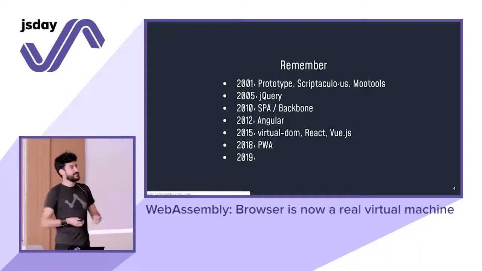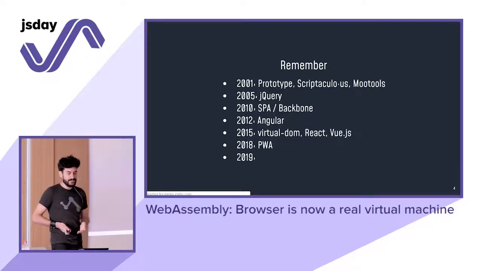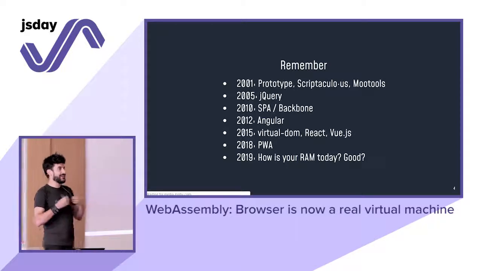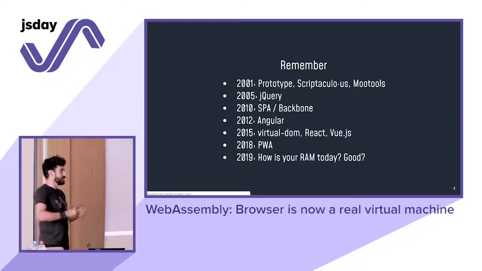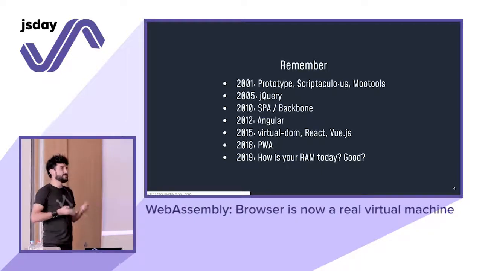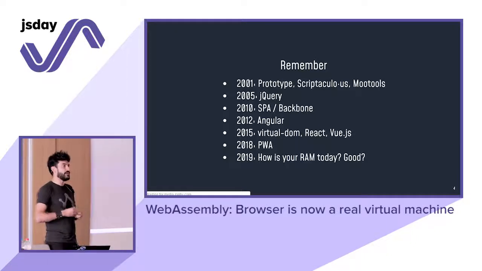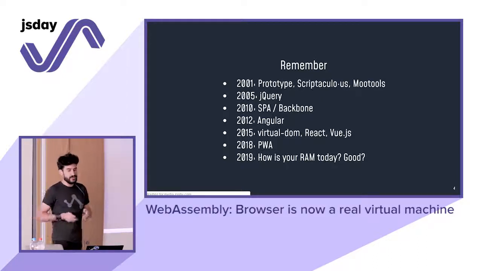You can install your application directly inside your mobile, your device. And 2019, your RAM, is it okay? Or do you need, like me, something like 16 gigs of RAM to run your web apps right now? This is a big problem, because we need more and more power, and we need our apps to be more and more efficient. But we can't really do that with only JavaScript.